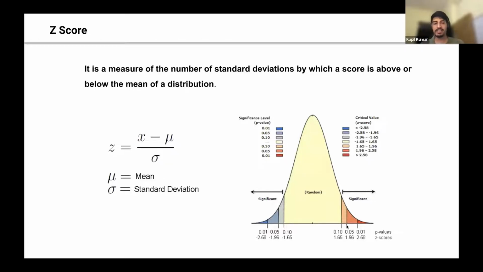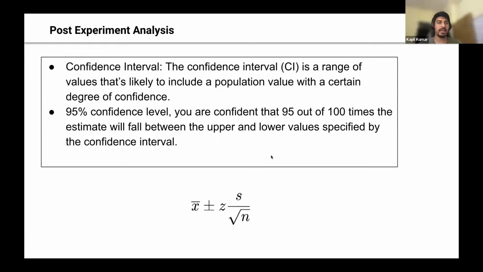So basically, Z score and P value are two different ways of representing how extreme your observation is. For example, for a P value of 0.05, you will get a Z score of 1.96. Similarly, for 0.01, you will get a much higher Z score. The third thing that I want to stress is the confidence interval.